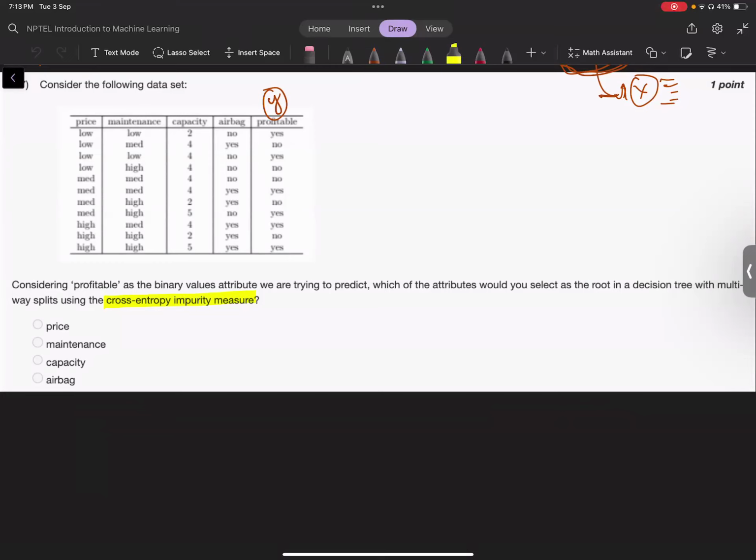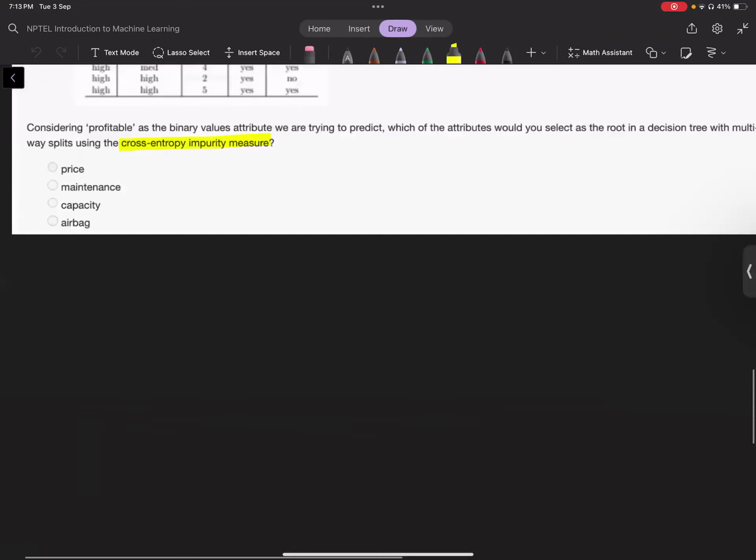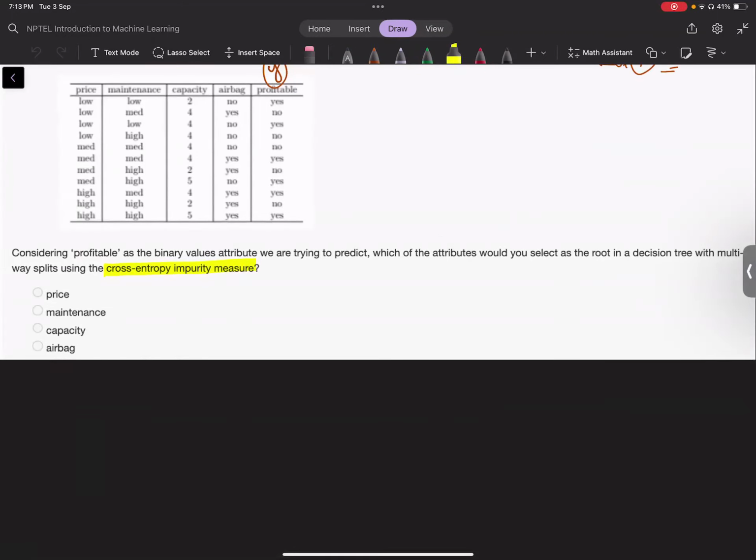Guys, I'll start solving this, a bit bigger to solve. It's just a formula, so you don't have to do much. So if we do cross entropy of price, did someone answer the question already? No. Yeah, perfect.